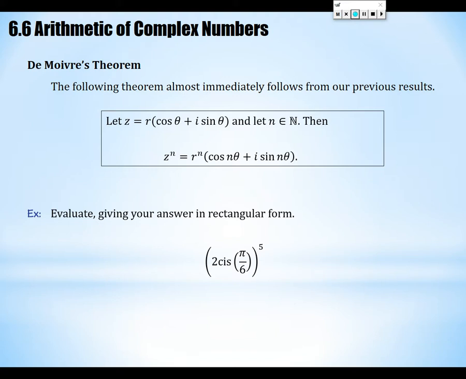Wait, what are the natural numbers again? 1, 2, 3, 4, and all those kind of things.